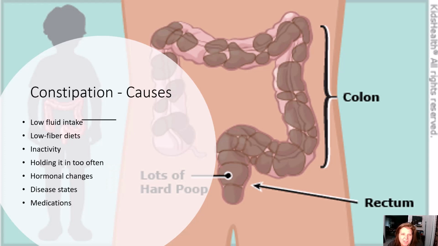So the first one is constipation, which is generally caused by either not drinking enough fluids, following a low fiber diet, not being active enough, holding your stool too long or too often, changes in hormones, like when you're pregnant, the hormones will relax those muscles, and so you aren't able to move it through maybe as easily, and so sometimes we see constipation more frequently in that population. We also see it in certain disease states and certain medications.